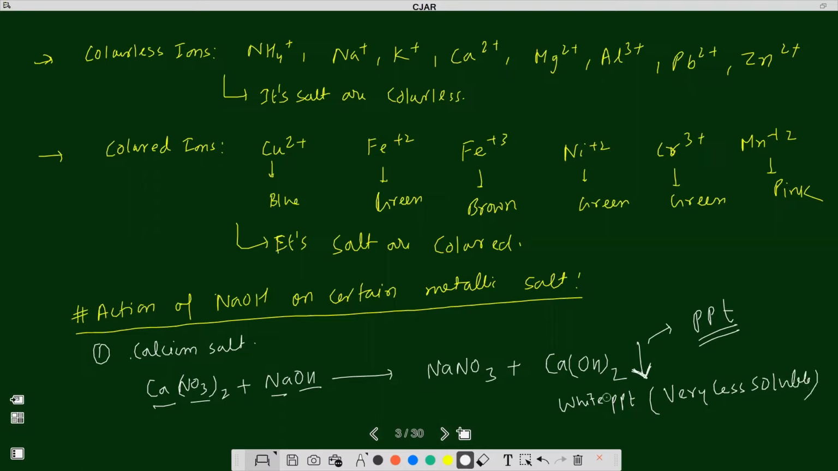It will be asked in the examination: when calcium nitrate reacts with sodium hydroxide, is the precipitate formed soluble, insoluble, or very less soluble? You have to answer whether it is very less soluble, insoluble, or soluble. They will not ask you the color, but yes, the color can be asked.